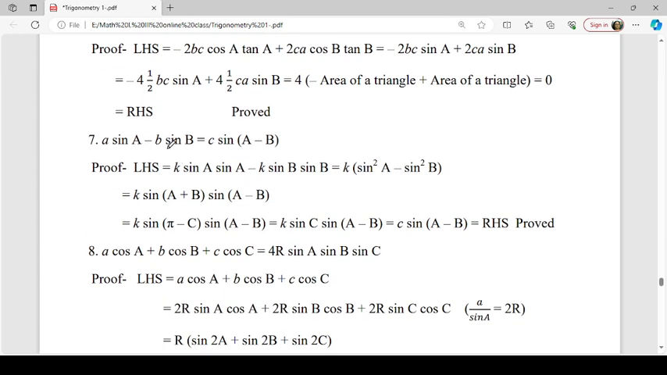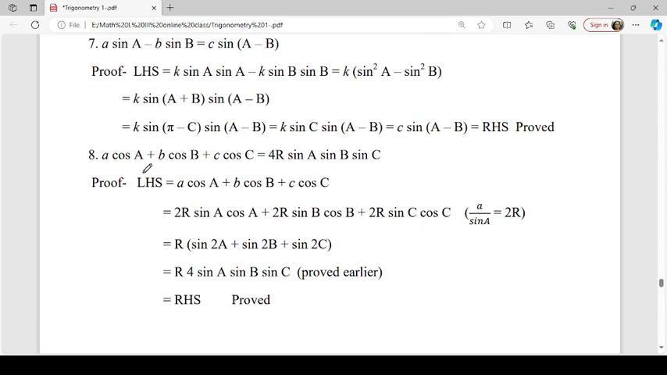This one is a sine A minus b sine B. We apply the sine rule, k sine A in place of a, so sine A into sine A, this is sine B into sine C. So sine square A minus sine square B, this formula is sine of (A plus B) into sine of (A minus B), a trigonometric formula. Then in place of A plus B we write pi minus C, this is k sine C again, so it is c sine of (A minus B).